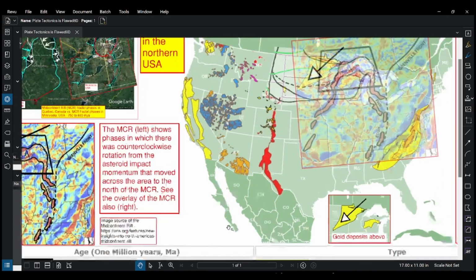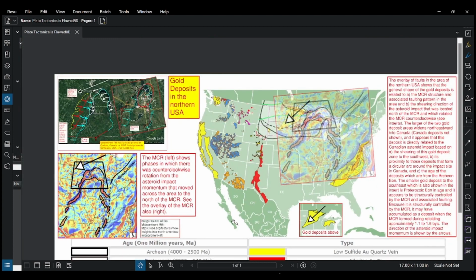All right? So there's consistency again with the existing model, and very specific things like this Grenville front. It's just all related.